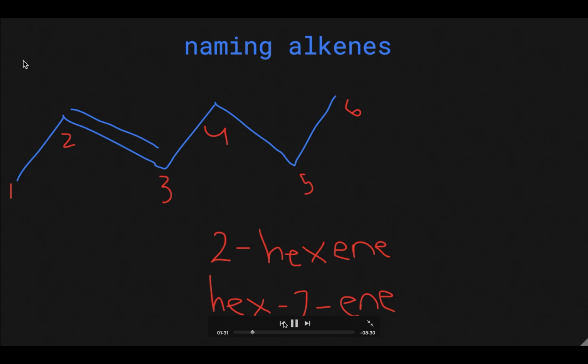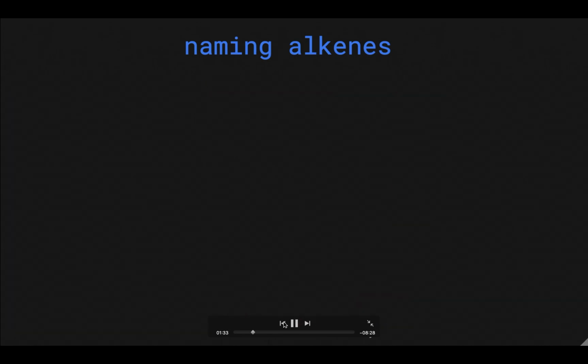Let me just clear my screen, and let me draw the second example. 1, 2, 3. So here I've also included a substituent. So once again, our first step is going to be finding the longest carbon chain. So in this case, it's this way.